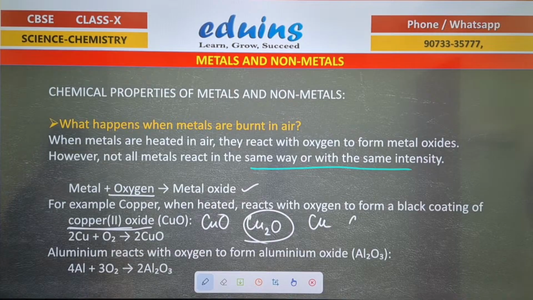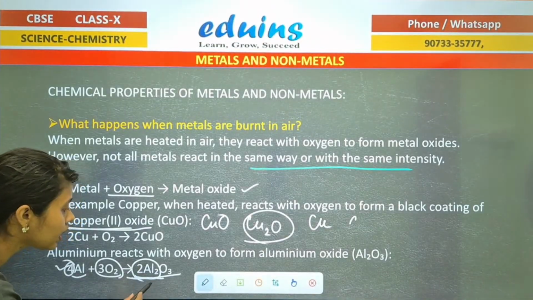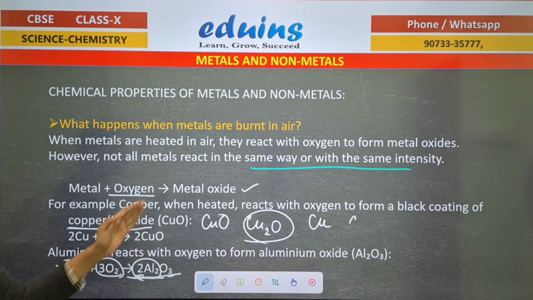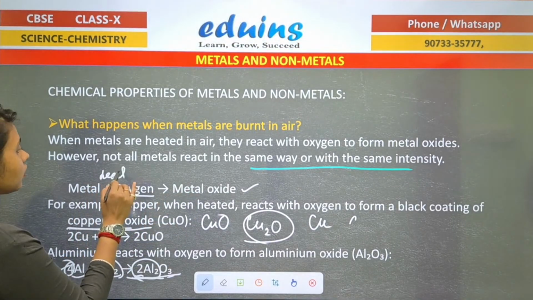Now the second example. Aluminium reacts with oxygen to form aluminium oxide, Al2O3. 4Al plus 3O2 produces 2Al2O3. This is a balanced equation. How? The number of aluminium atoms is 4, and there are 6 oxygen atoms. Here we get 4 aluminium atoms and 3 into 2, that is 6 oxygen atoms. So we have to write the balanced equation in the answer sheet. This is the example of the equation when metals are heated in air. Metal with oxygen produces metal oxide in the presence of heat.